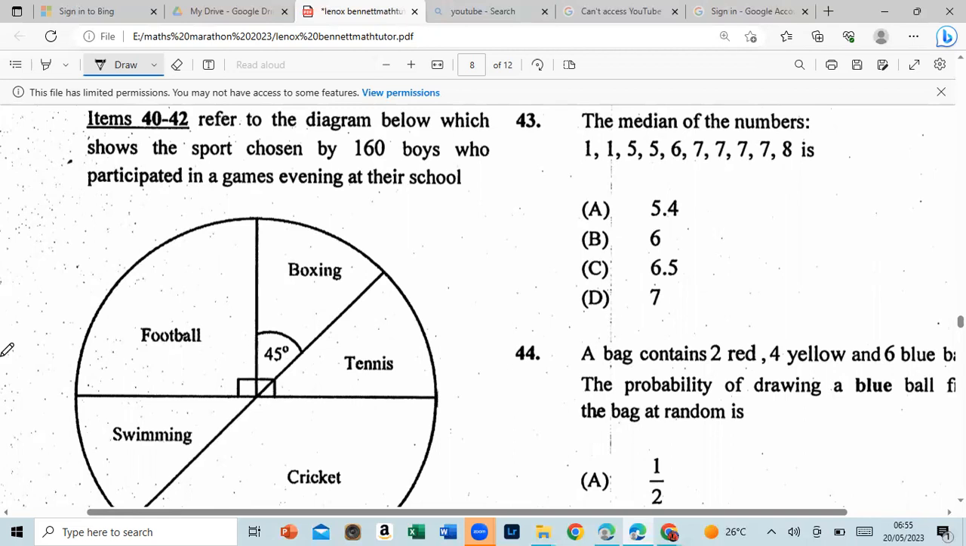Alright, items 40 to 42 refer to the diagram below, which shows the sport chosen by 160 boys who participated in a games evening at school. So you have swimming, football, boxing, tennis, cricket. So many people play cricket.